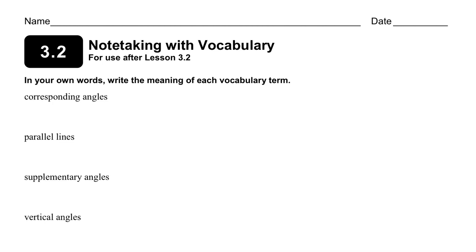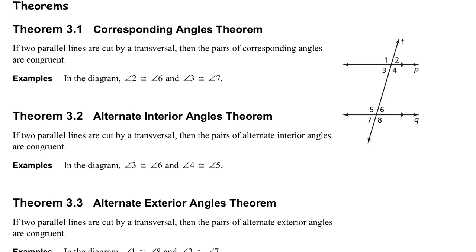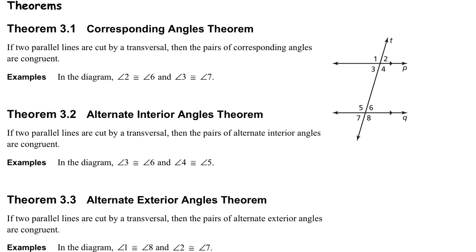Hey everyone, this is our lesson for section 3.2, which is about parallel lines and transversals. We have some vocabulary words here which are not new. So we know what corresponding angles are, parallel lines, supplementary angles, and vertical angles. Now we have four theorems today. Those theorems are based on a previous lesson where we talked about different angle relationships. And those angle relationships are corresponding angles, alternate interior angles, and alternate exterior angles.